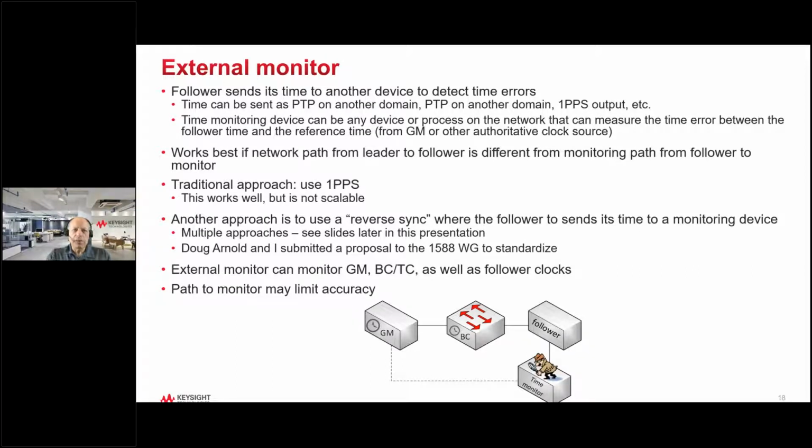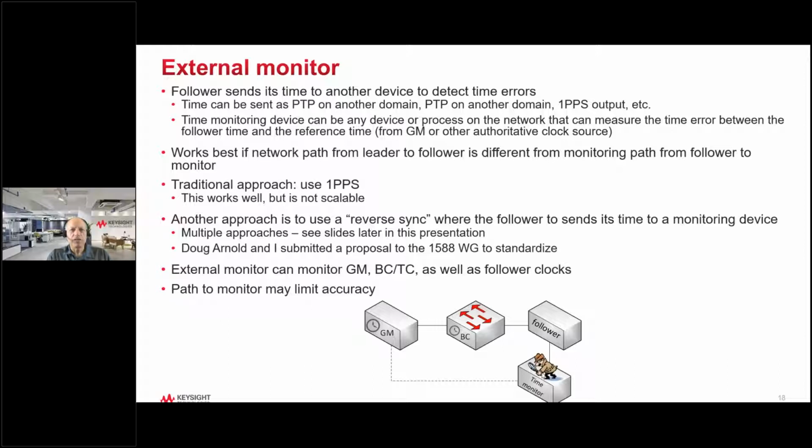Second general approach is you use an external time monitor, and so the idea here is that the follower receives this clock and then sends its local clock out to the time monitor in some form. That can be using a 1 PPS output. It can be using PTP on another domain. It can be using a different type of message. It can just be PTP on a different network, etc.